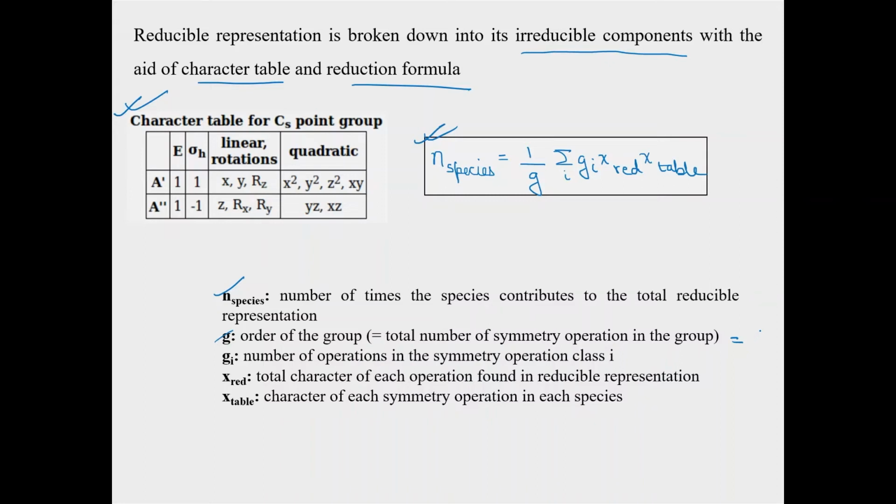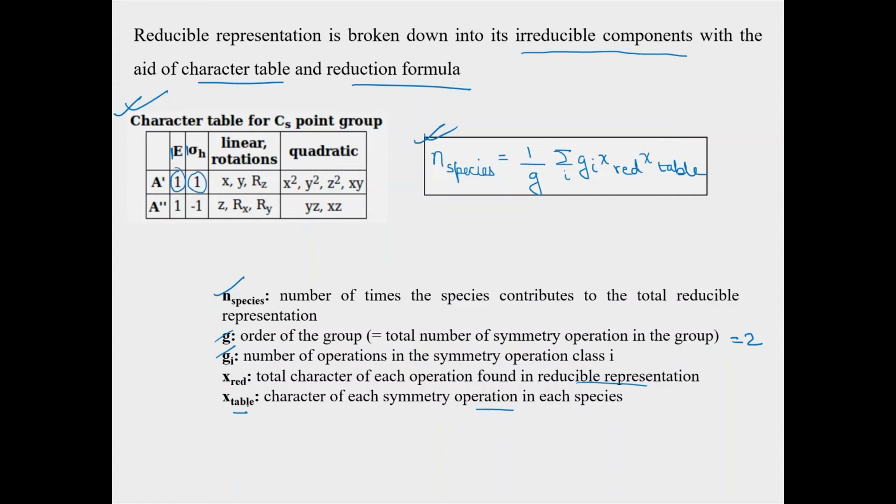Then comes gi. So what is gi? The number of operations in the symmetry operation class i. So here E is 1 and sigma h is also 1. Therefore gi for both the operations will be 1 only. And then chi reducible, that means the total character of each operation found in the reducible representation, and chi table means the character of each symmetry operation in each species. By that we mean these characters.